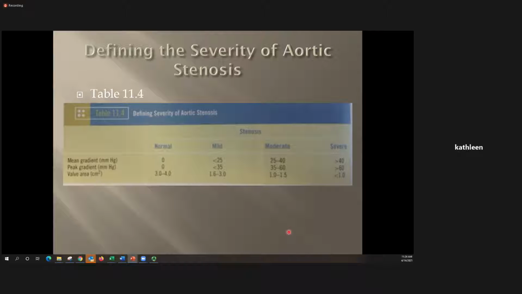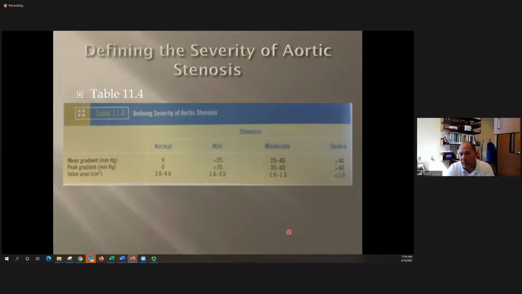So the valve cross-sectional area is obtained by doing your continuity equation. The other cross-sectional area is your 2D measurement, right? Correct. So when we do the LVOT, we're measuring it by diameter and plugging it into pi r squared, or the 0.785 times diameter squared, times the VTI. So that gets us the cross-sectional area of the LVOT. We can measure that and extrapolate that mathematically.